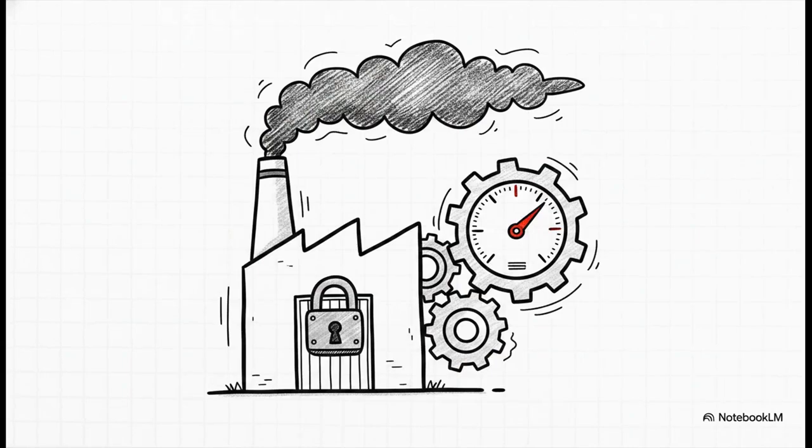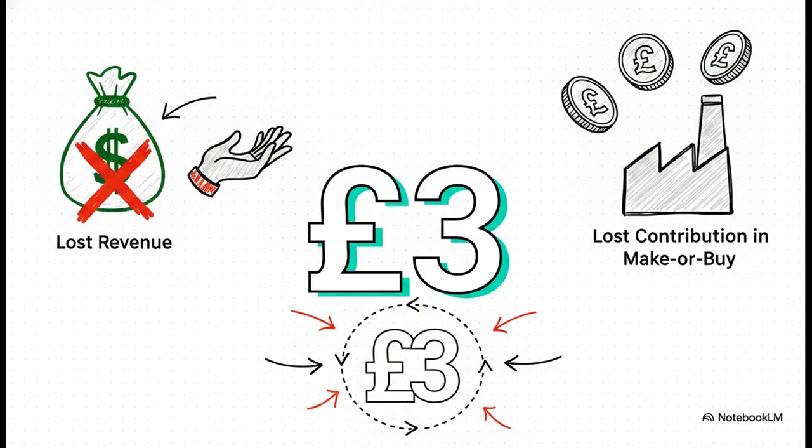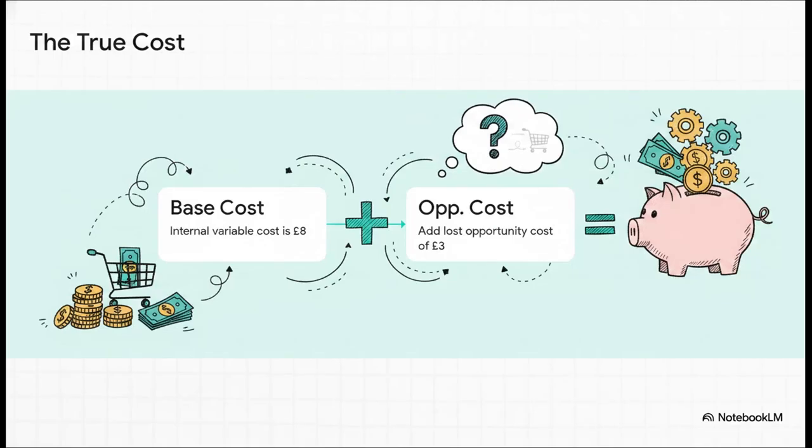But here's the catch. Your internal production labor is actually already fully occupied. Pulling that labor away means you lose money elsewhere. We call this opportunity cost. In our example, that lost opportunity actually cost the business £3. You absolutely must include this.